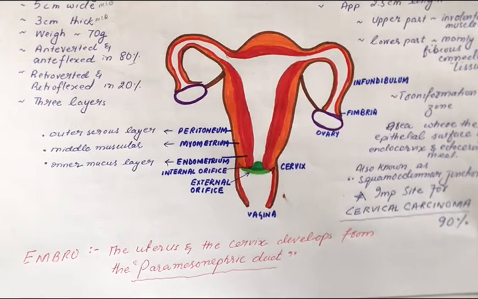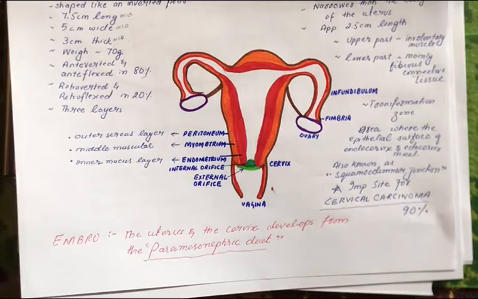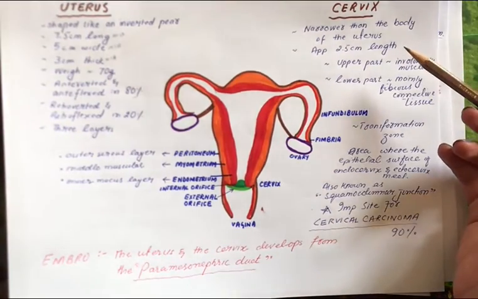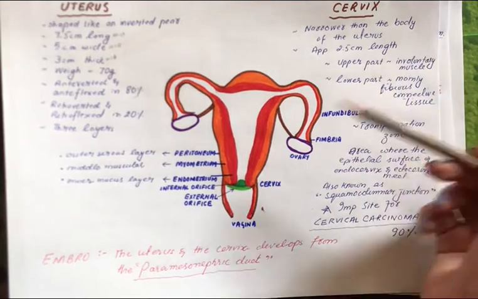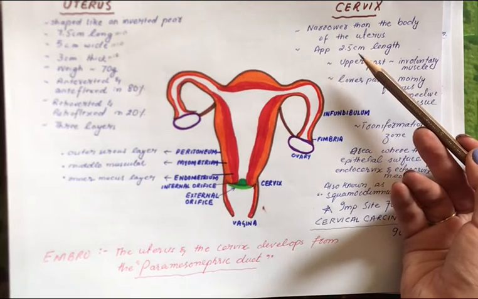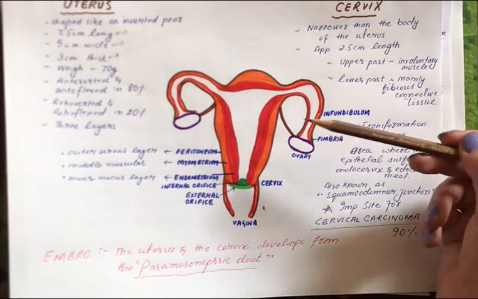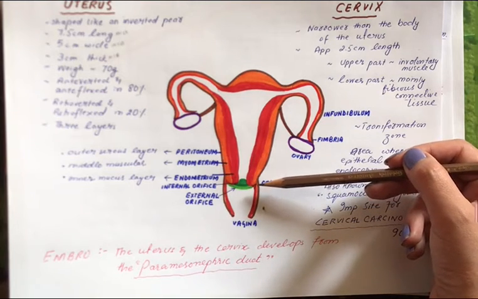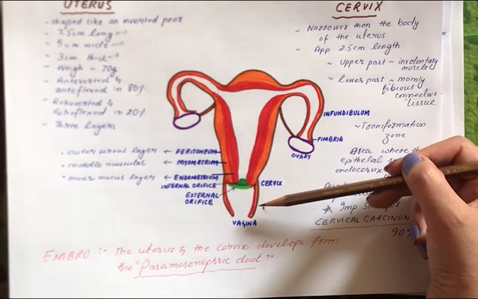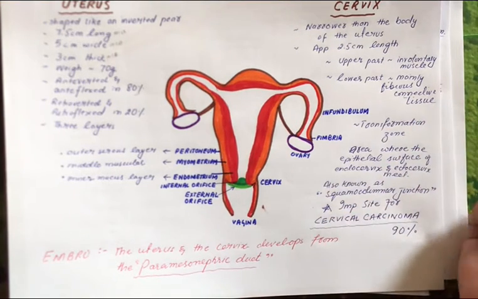Now moving on to the cervix. The cervix is narrower than the body of the uterus, approximately 2.5 centimeter in length, and the upper part of the cervix contains involuntary muscles, whereas the lower part of the cervix contains fibrous connective tissue.